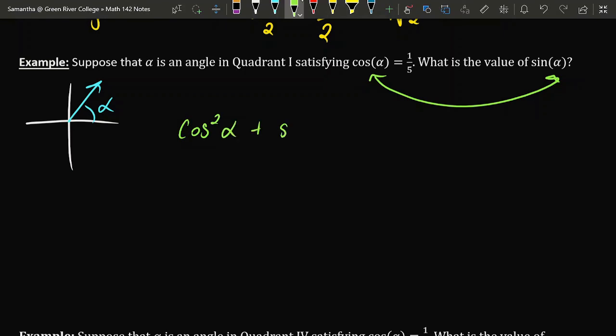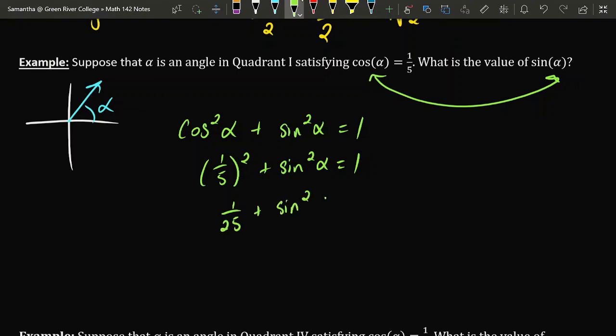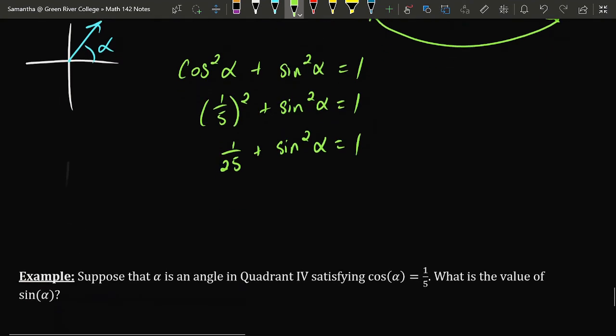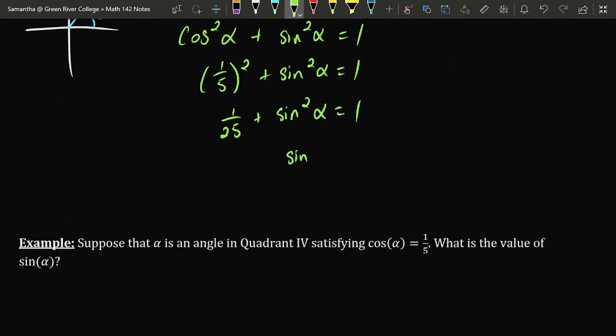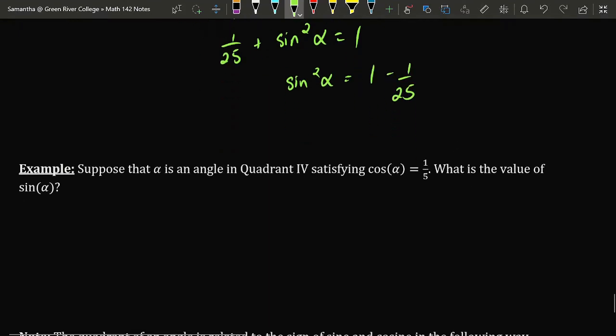Cos squared alpha plus sine squared alpha would be equivalent to 1. Now we know that cosine of alpha is 1 over 5. So if we square 1 over 5, that's going to be equal to cosine squared. So in other words, 1 over 25 plus sine squared of alpha is equal to 1. So if I isolate sine squared by doing 1 take away 1 over 25, we know that sine squared must be equal to 24 over 25.